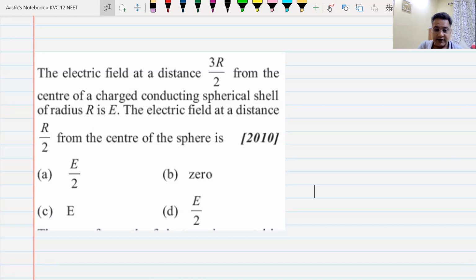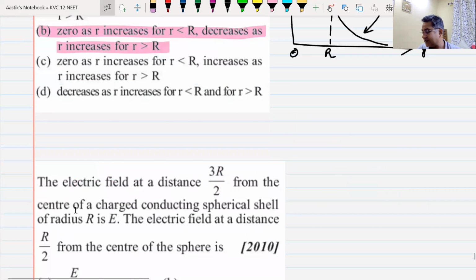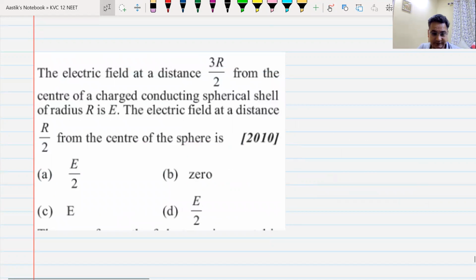Well, I told you yesterday, I just now gave you a diagram also. Just now I told you also. It seems like your brain is somewhere else. And the answer for this one is 0. Electric field inside the shell is 0.